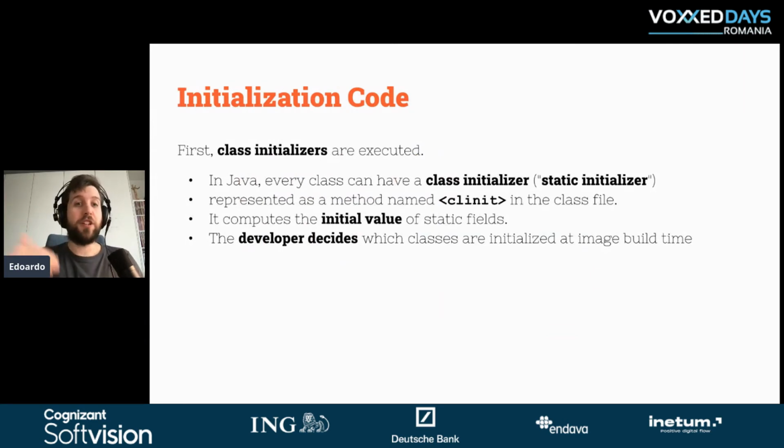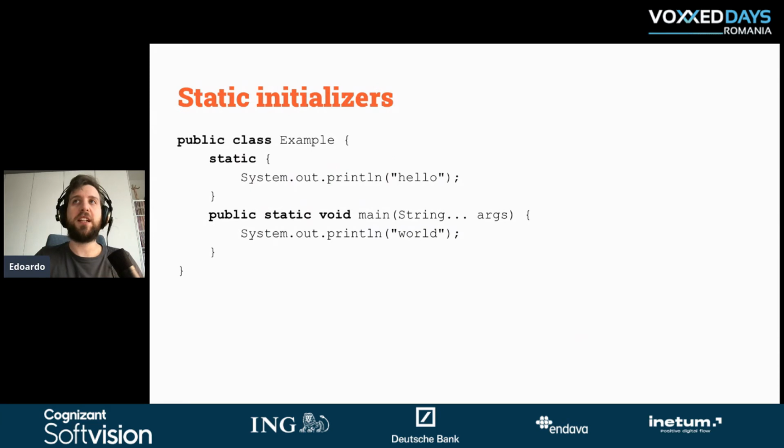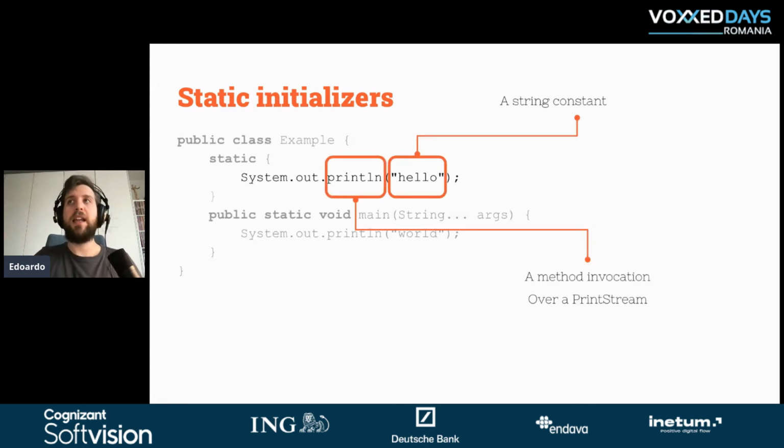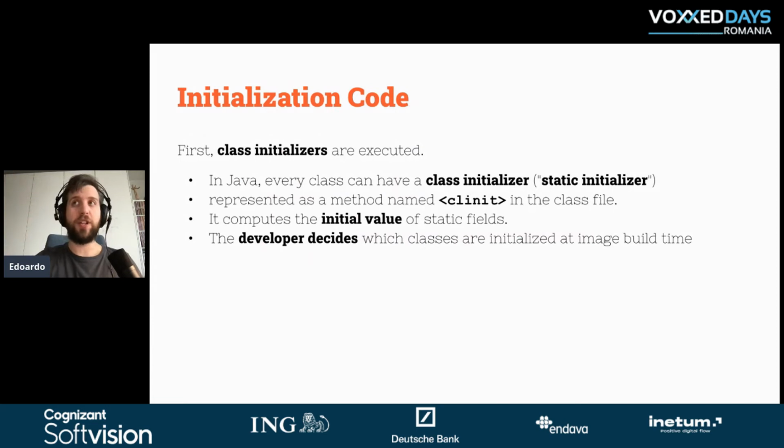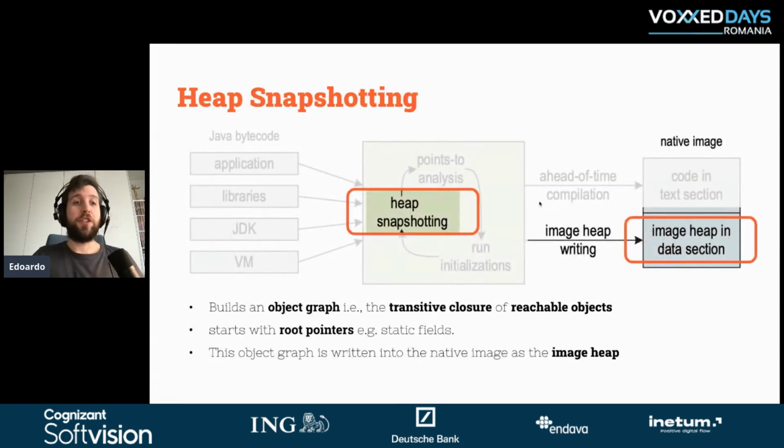So we mentioned class initializer. The static block here is part of a class initializer, but class initializers usually also include initialization of static fields, and they are represented in your bytecode as a special method called clinit, with angle brackets. So it's unreachable for regular Java code, but it's reachable from the VM, and it computes these static blocks as much as initial values for static fields. So the developer on GraalVM can decide what parts should be initialized at build time and what should not.